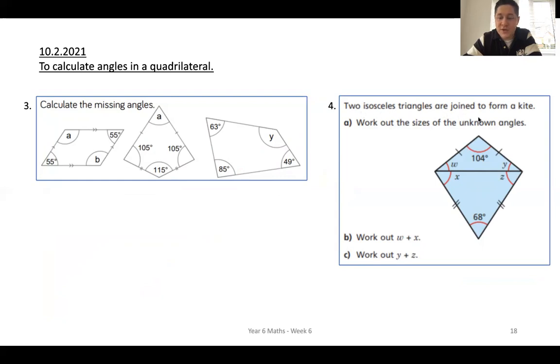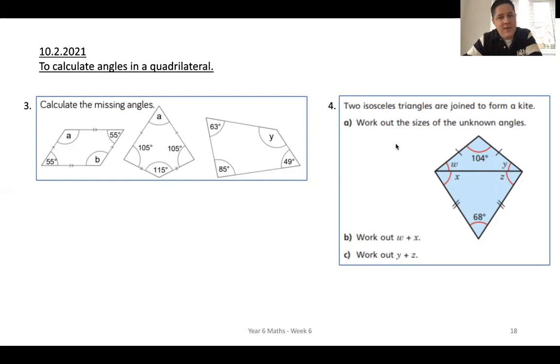2 isosceles triangles are joined to form a kite. Okay, we know that they're isosceles because they've got these lines through. Now, this is a single line and that's a double line. Now, the reason for that is that they are equal to each other, but these two are equal to each other, but they're not the same as the ones above. Okay, if they were single lines, that would mean that all four sides that they've got the marks on would be equal, and they're not. The top two are the same and the bottom two are the same.